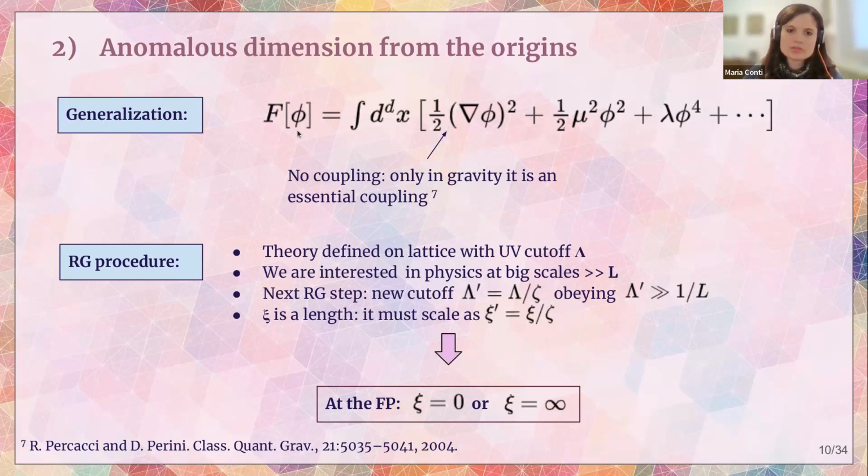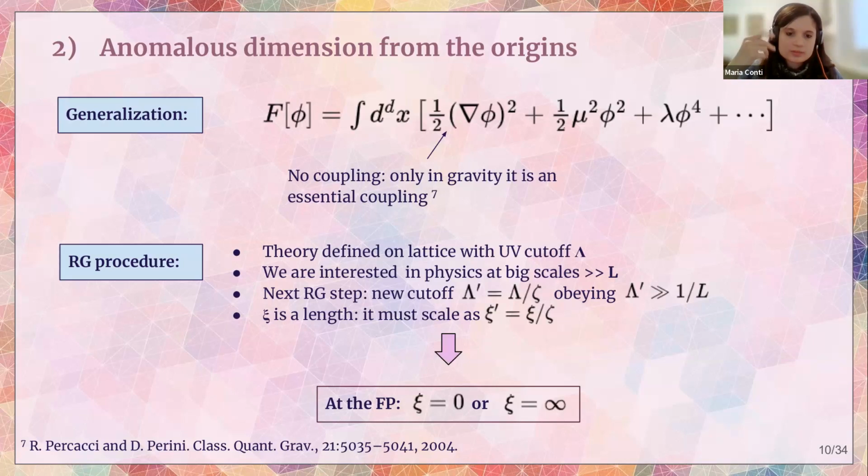But apart from this problem, you start from this model, and what do you do? Well, you do your usual RG procedure. You start with a theory, which is defined on a lattice with a certain UV cutoff lambda. But for some reason, you're just interested in physics which is happening at very big scale, so above a certain length L. So in your next RG step, you define a new cutoff, a more useful one if you want, which is lambda prime, and is defined as the old lambda over a certain number zeta, which has to obey overall that lambda prime is much bigger than 1 over L. So the idea is that you end up with a new theory, which is describing just the physics at the very big scales you're interested in. Okay, this is the usual RG procedure.